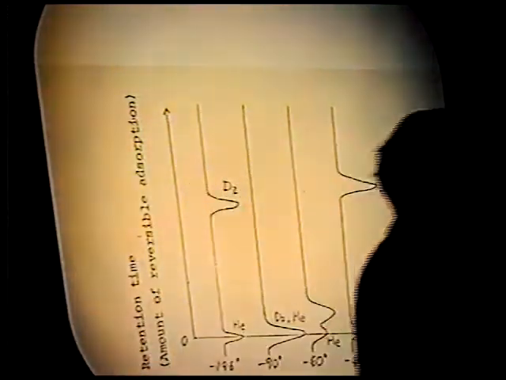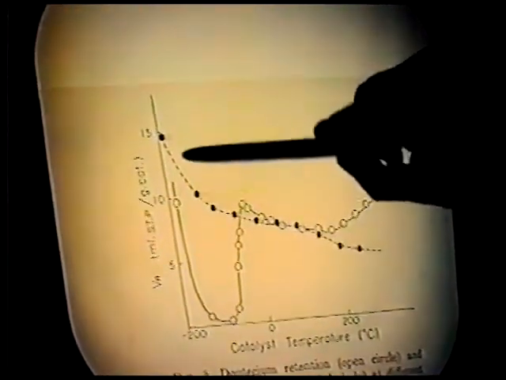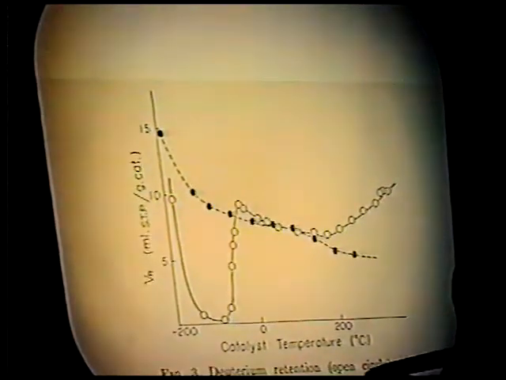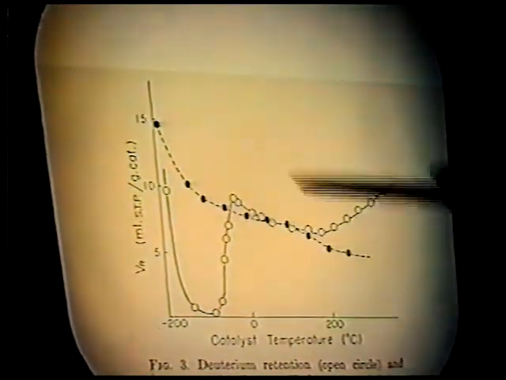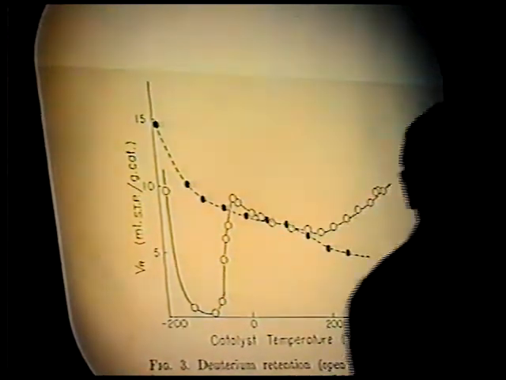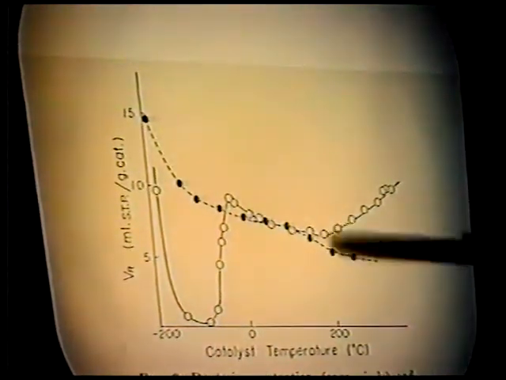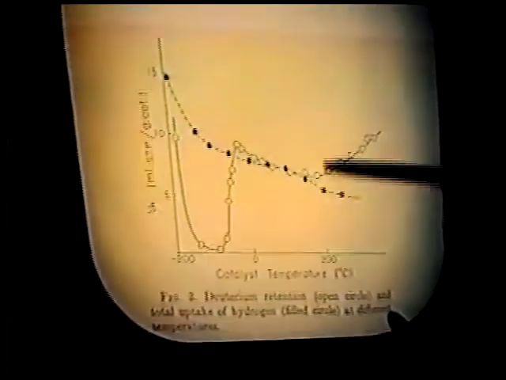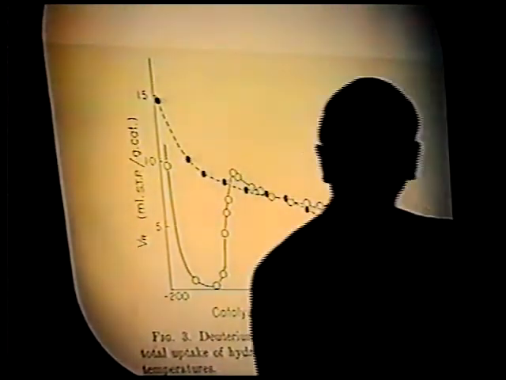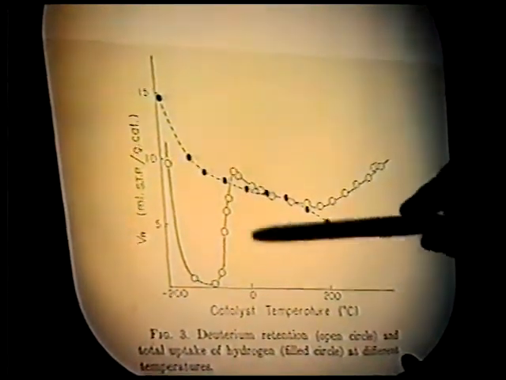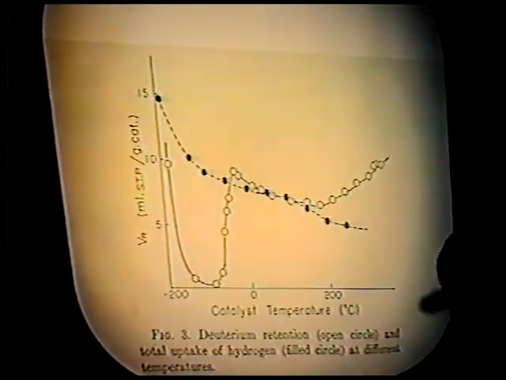This slide shows the amount of adsorption plotted against temperature. The dotted line gives you the total amount of adsorption as observed by the simple volumetric method of adsorption, and the solid line gives you the reversible part of adsorption as observed by retention.